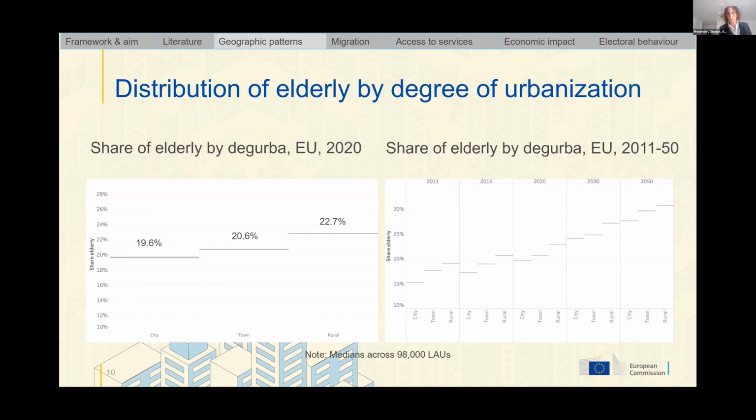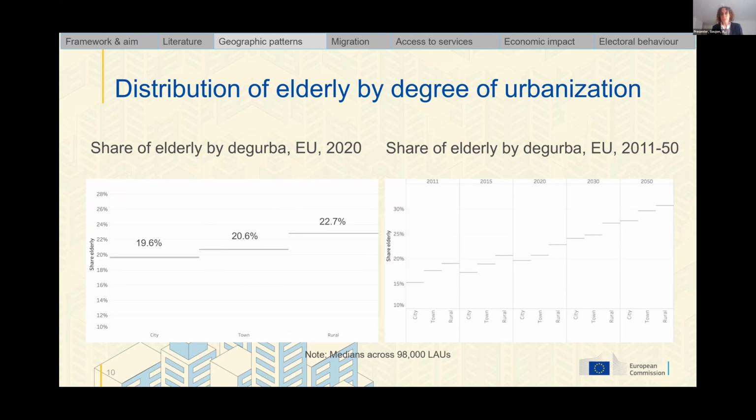So what are the results of this? On the left graph, you see the medians of the share of elderly across some 100,000 local administrative units, which are like municipalities, grouped using different degrees of urbanization. So you have cities, towns, and then rural areas. The evidence points at a difference in levels of aging across this degree of urbanization. It goes from 20% for cities to 23% in rural areas.